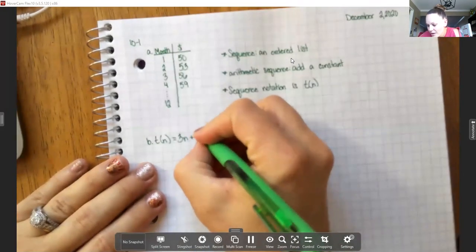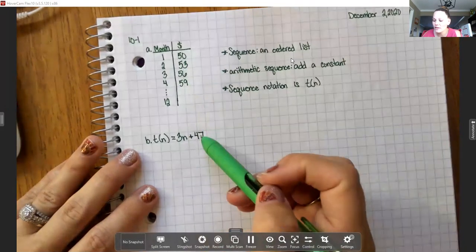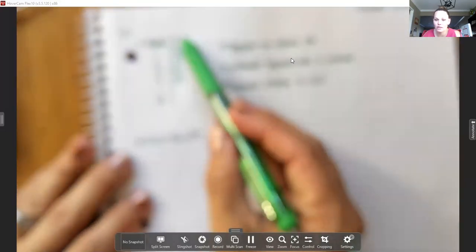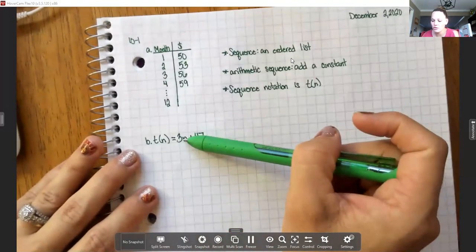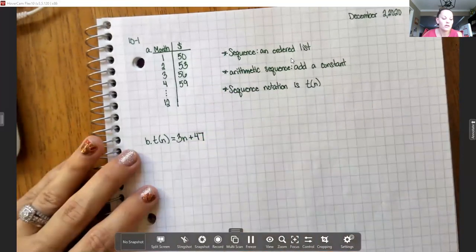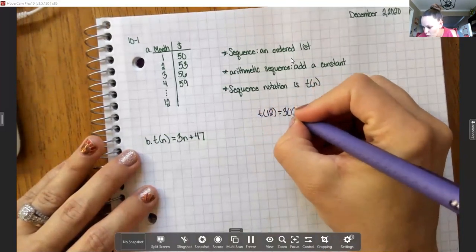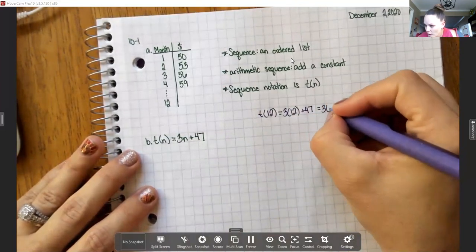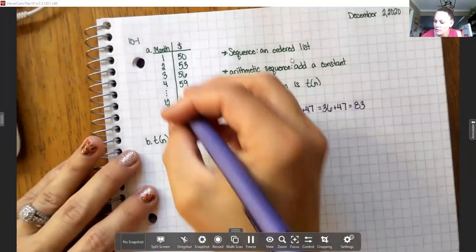So this is going to be 47. Because remember, it's not 50 because we want this to be the 0th term or our y-intercept essentially. So that's why it's 47. We'd have to work backwards to month 0. And that's where the 47 comes from. And it says to check to make sure when you plug in 1, 3 times 1 is 3 plus 47, we want to get 50. So then for the 12th month, T of 12 would equal 3 times 12 plus 47. We're going to get $83.